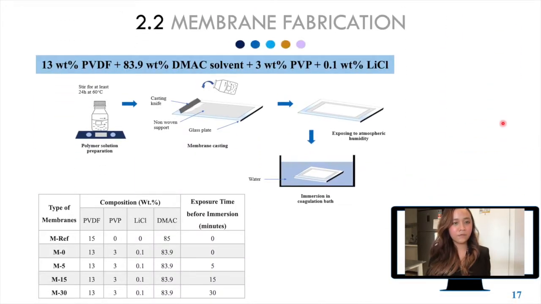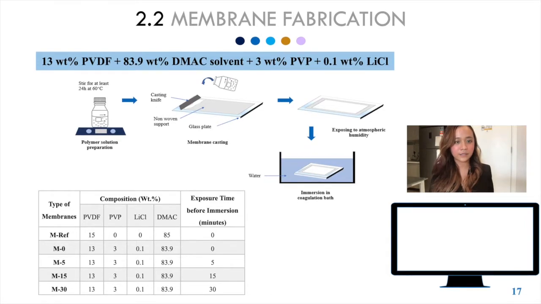Next, membrane fabrication. All membranes will be fabricated using PVDF as polymer, whereas dimethylacetamide (DMAc) is the solvent. Furthermore, non-woven support will be utilized in providing mechanical strength for the developed membranes. This figure portrays the schematic diagram of the procedures of fabrication of membranes as applied in this research study. And this table shows the types of membranes used in this research study.